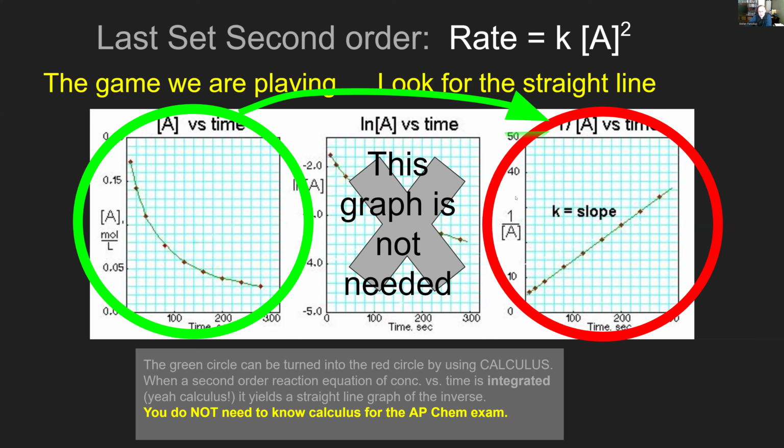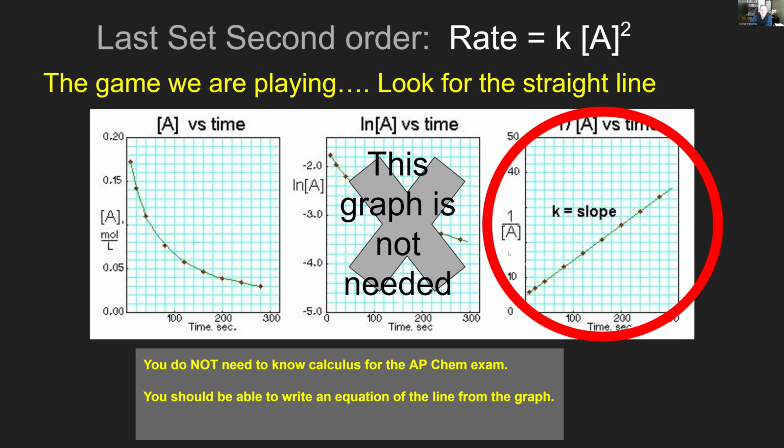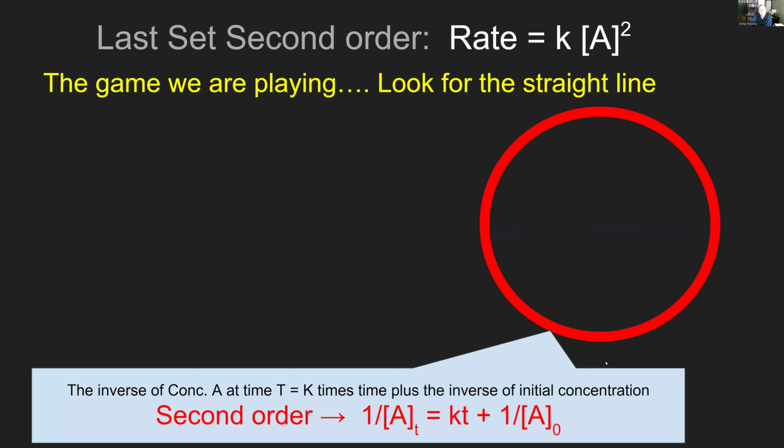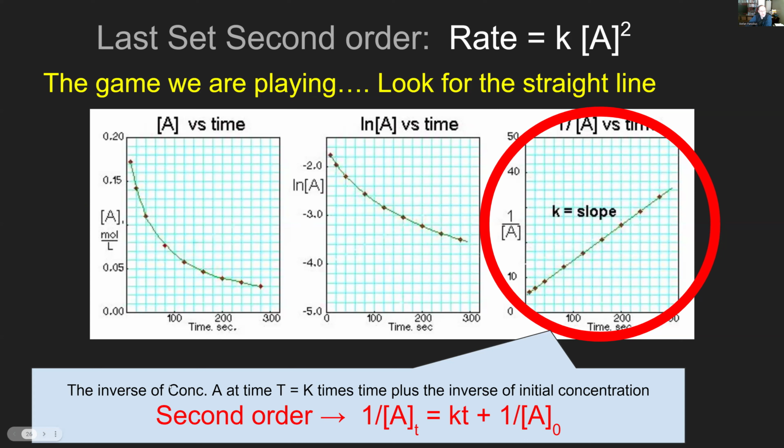So now that we know that the straight line graph is 1 over concentration of A, we're going to use that 1 over concentration of A to figure out an equation for the line. Give you a moment to try to see what you think that would be. All right, so continuing. It would be the inverse of concentration of A at time t is equal to K times time plus the inverse of the initial concentration.